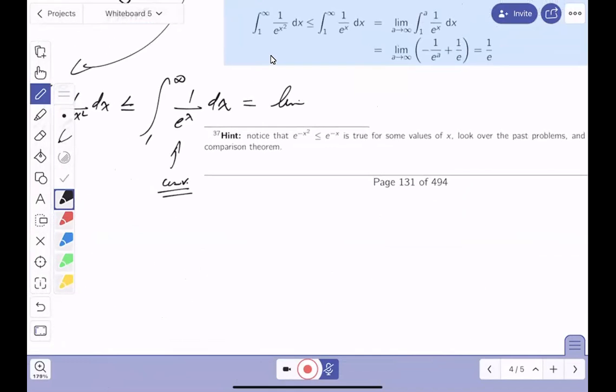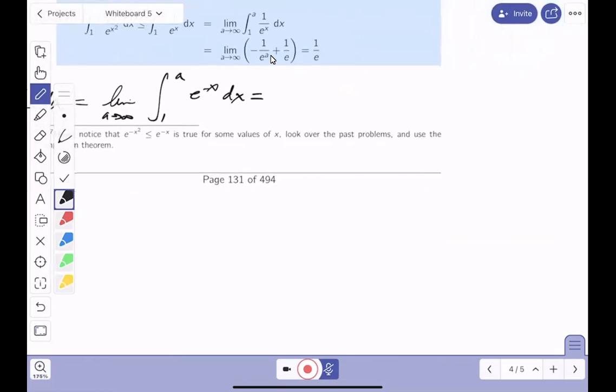So it's going to be limit a goes to infinity. And you're going to get 1 to a. That's going to be e to the minus x dx equals limit a goes to infinity. That's going to be minus e to the minus x, limit integration 1 to a.